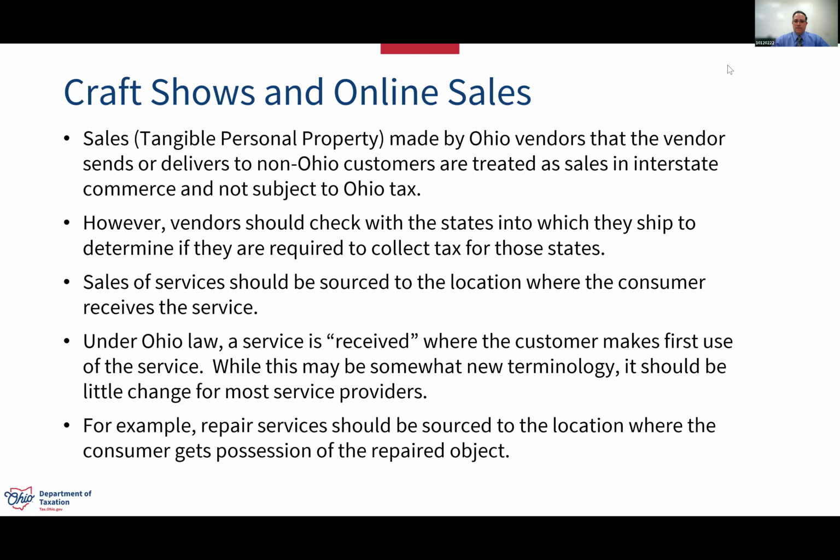So if we're selling tangible personal property, or TPP, by an Ohio vendor, and it's delivered to a customer that's outside of Ohio, that's treated as interstate commerce and is not subject to tax. However, keep in mind that depending on the volume that you are selling to outside customers, you may want to check in with those states just to see what their nexus rules are, because they may have rules that seem to have physical presence there, and you would need to collect tax. So always check with the other states that you're selling to for best practice.